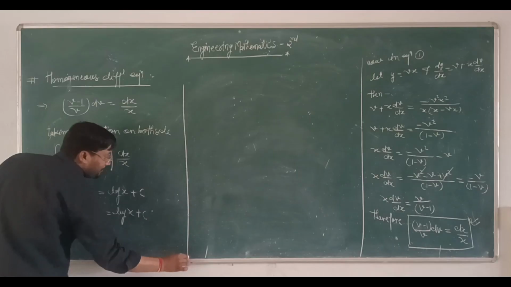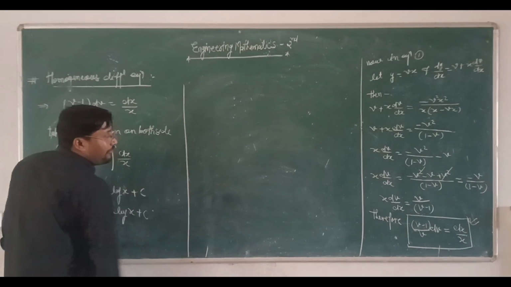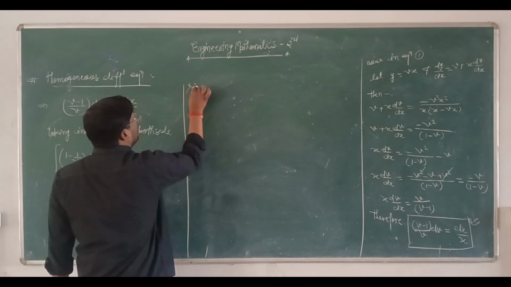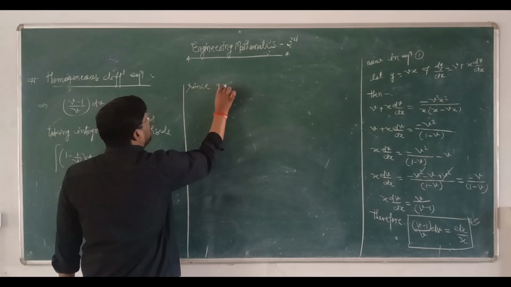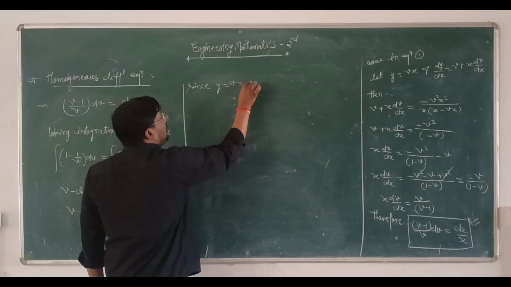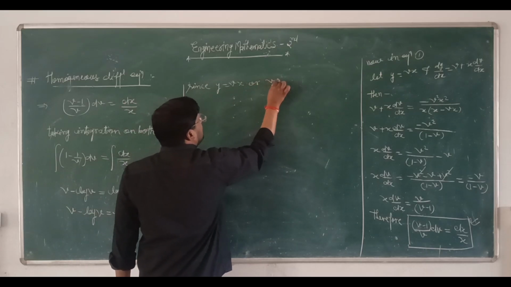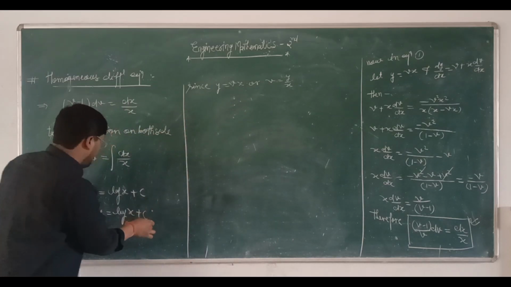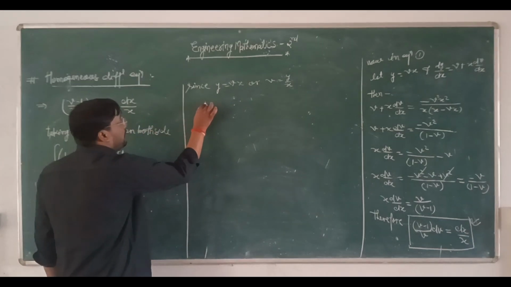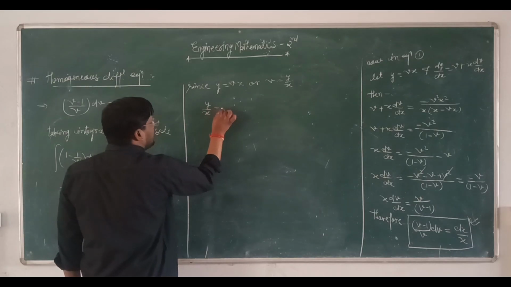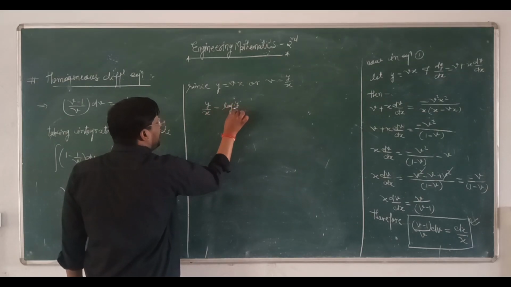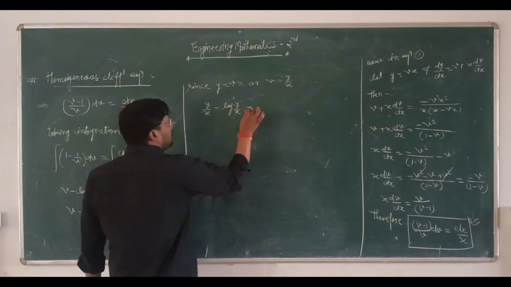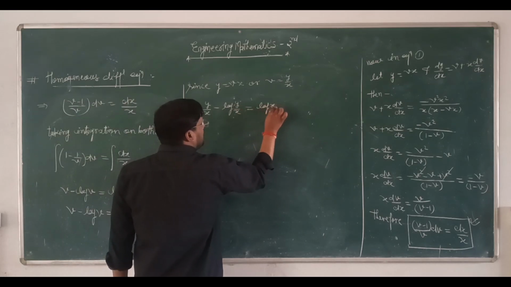Now put the value of v, since y is equal to vx, or v is equal to y by x. Now you can put this value in this equation. You can write y by x minus log y by x is equal to log x plus c.